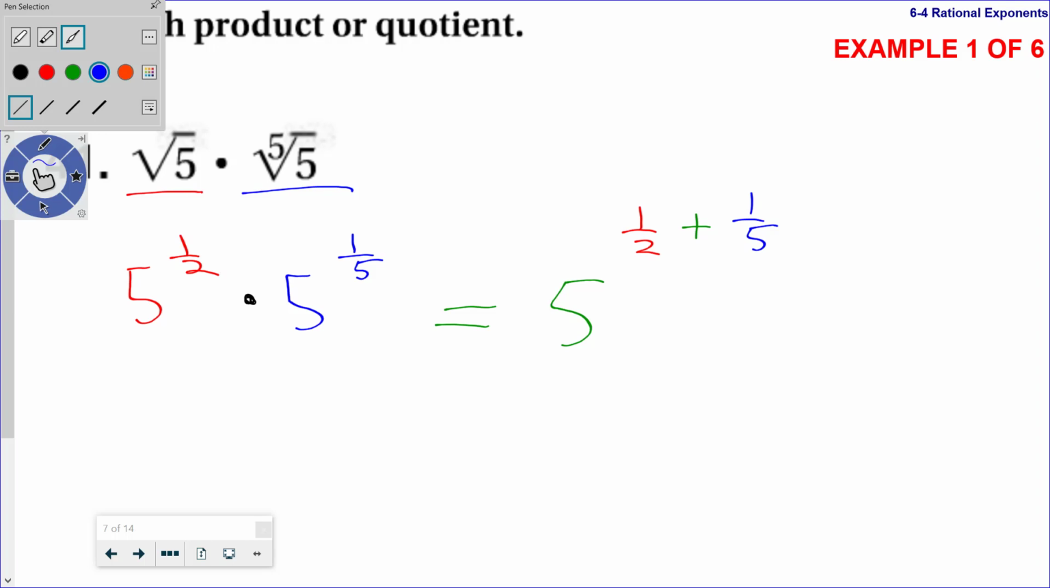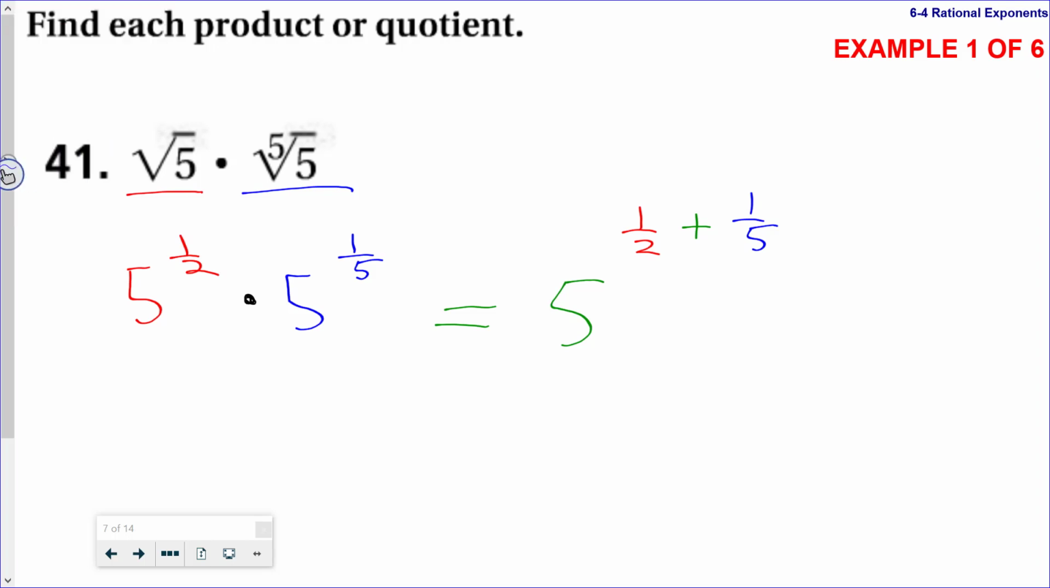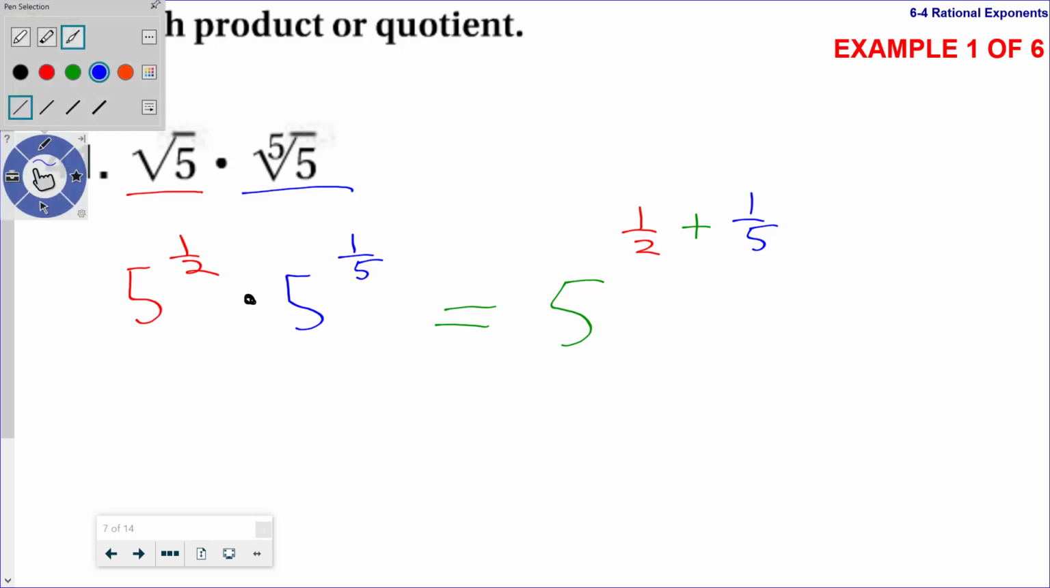So can you please tell me what 1 over 2 plus 1 over 5 is? Not 6 over 10. 7 over 10. Common denominator, or you could throw that in your calculator. Yes. 5/10 plus 2/10. You get your 7 over 10. So now we have 5 to the 7 over 10th power.